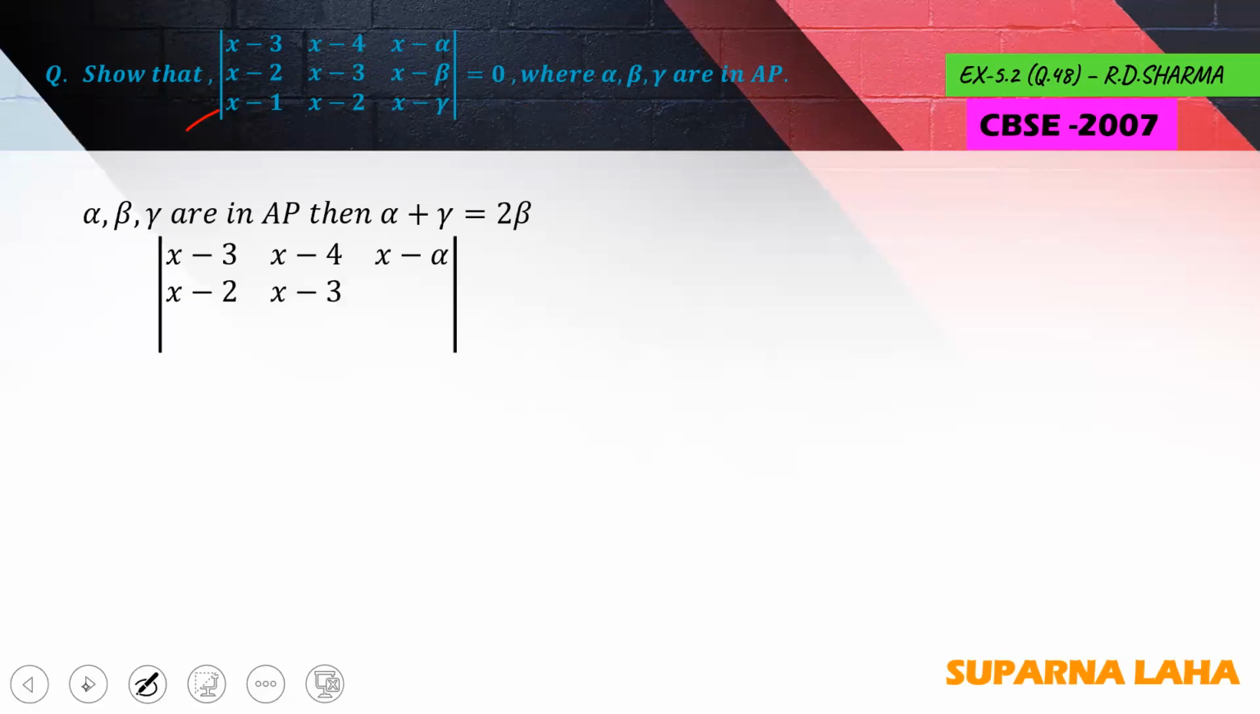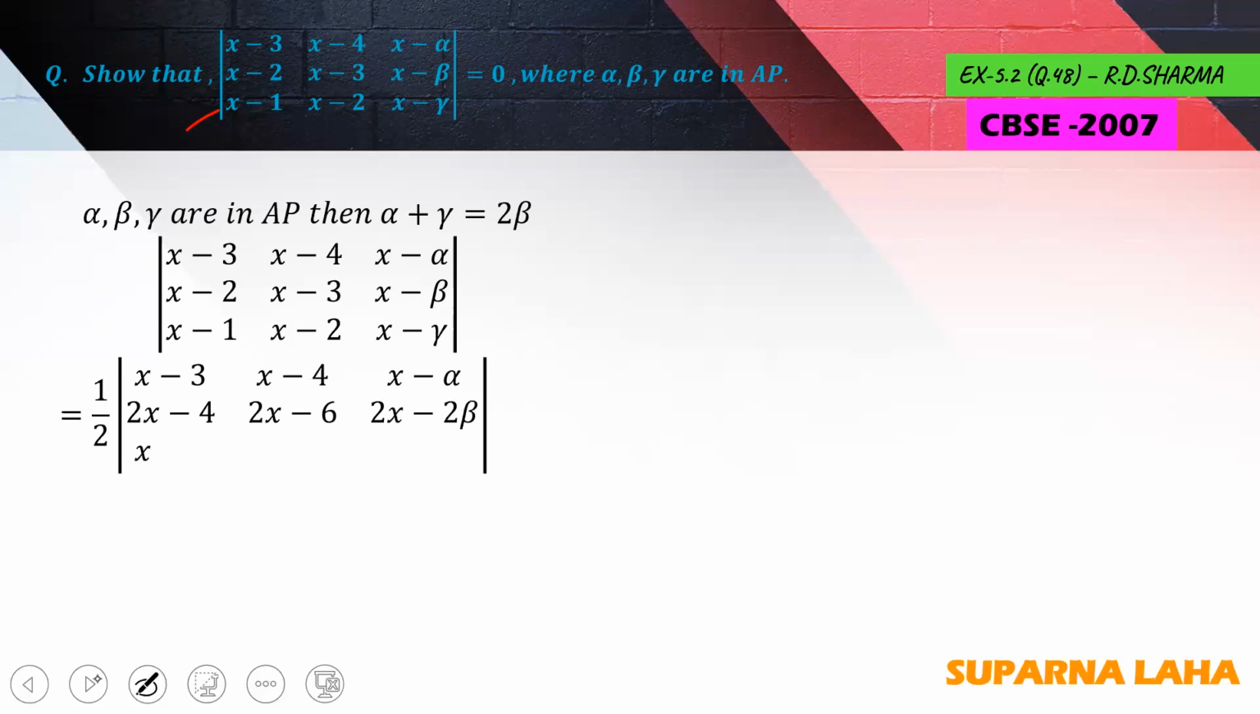x minus 3, x minus 4, x minus alpha, and these 9 terms. So write it down. Now multiply the second row by 2. Since I am multiplying, I need to divide this. So I am writing down R2 dash is given by 2R2. Now look at here. If we add R1 and R3, what will you find?